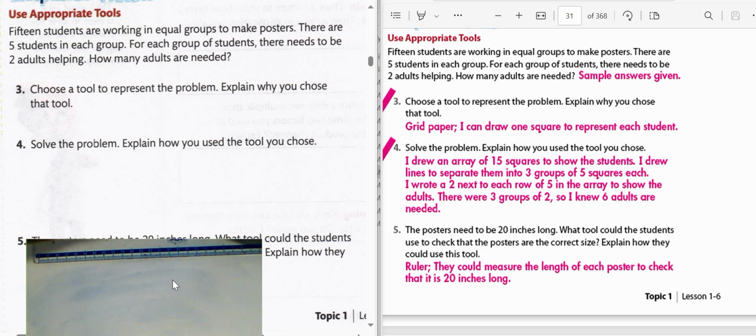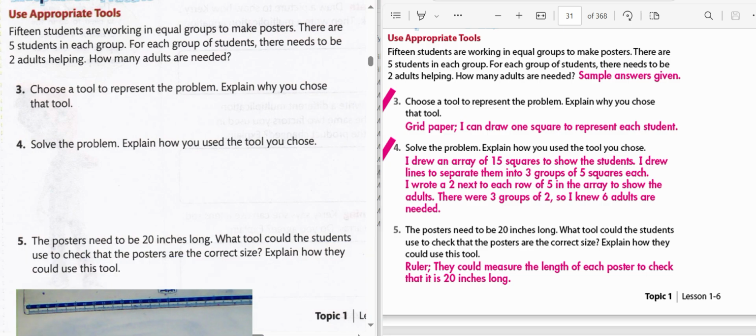Next question. The posters need to be 20 inches long. The next question: what tools could students use to check the posters are the correct size, and explain how they could use these tools? We could measure the length of each poster to check that it's 20 inches long. Okay, because the perimeter means the outside. Understood this example or not?